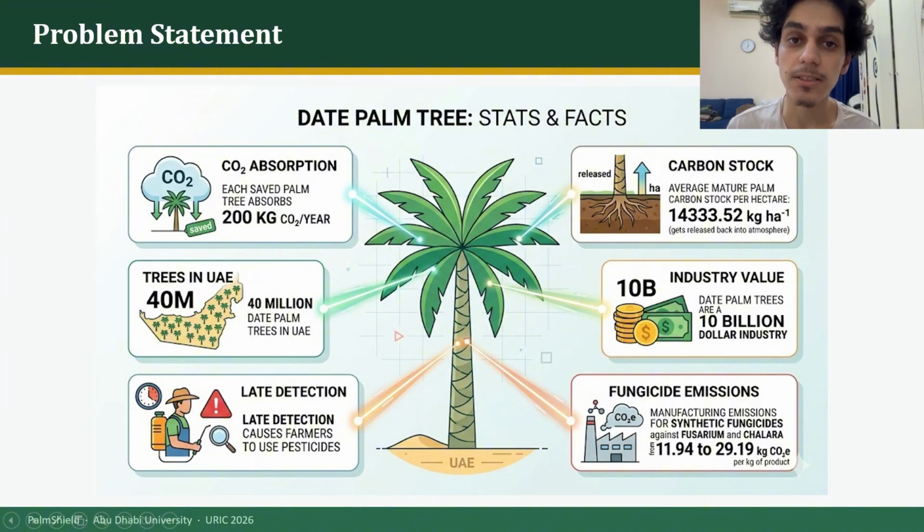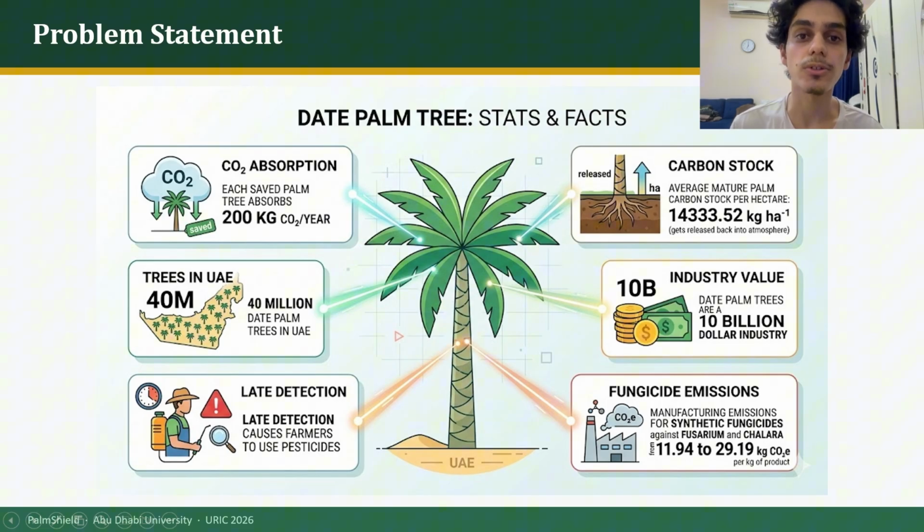And once these date palm trees get sick, an average farmer has to have a lot of time and a lot of expertise in identifying these diseases. And once the identification is too late, farmers have to resort to spraying pesticides which ruin the ground underneath the tree, and they themselves cause a lot of carbon dioxide to manufacture them.